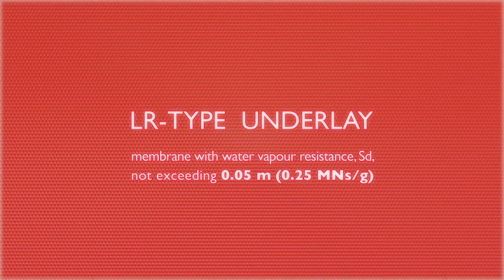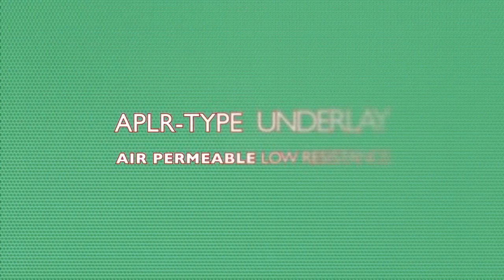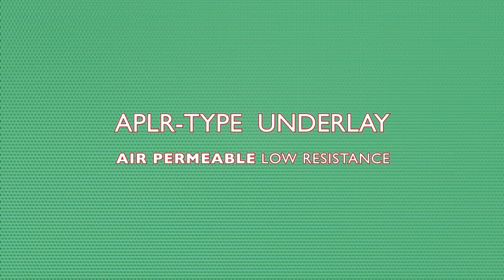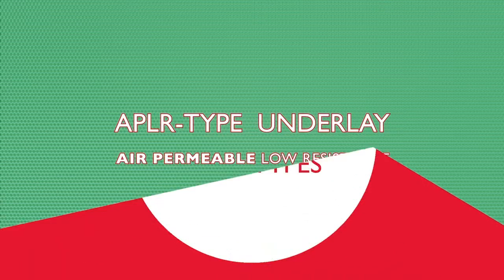The 2020 draft of BS5250 for the first time acknowledges a subtype of LR underlay, the air permeable LR or APLR underlay. Membranes of this type, such as our Roof Shield, allow the passage of air as well as moisture vapour, and we'll move on to discuss the implications of that, along with the differences between these underlay types, next.